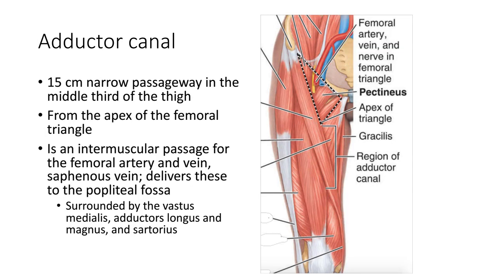The adductor canal is a narrow passageway in the middle third of the thigh. It's about 15 centimeters, and it's from the apex of the femoral triangle. It's an intermuscular passageway where the femoral artery and vein will go through, the saphenous nerve goes through it, and it delivers those vessels to the popliteal fossa. The adductor canal is surrounded by the vastus medialis, the adductor longus, and the adductor magnus, and the sartorius muscle.